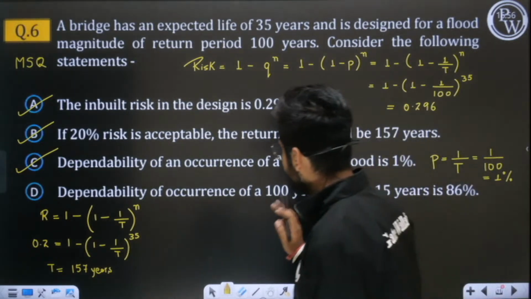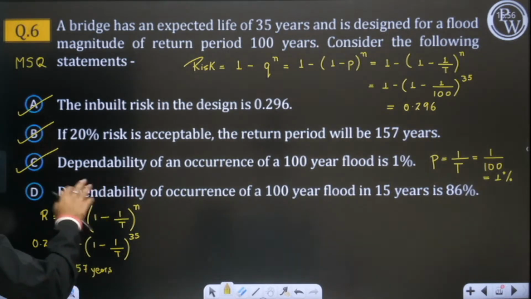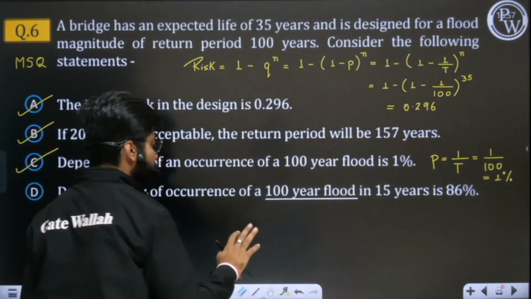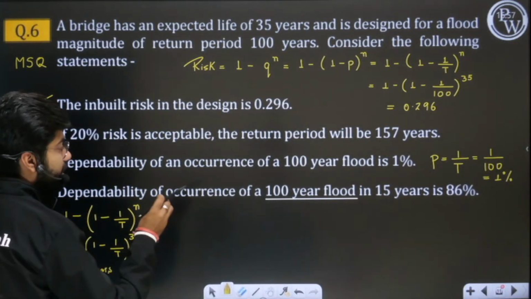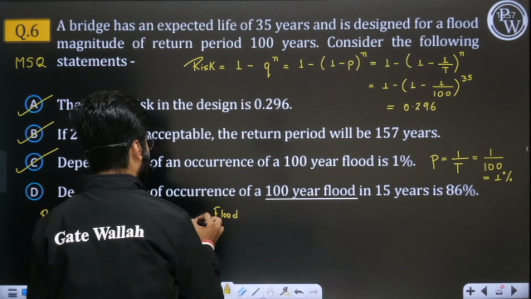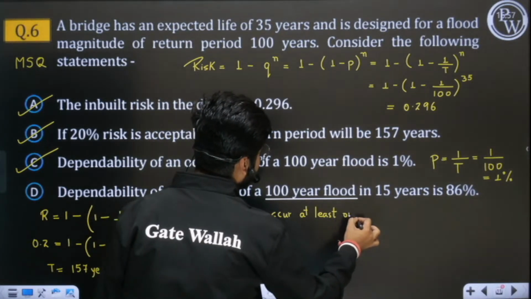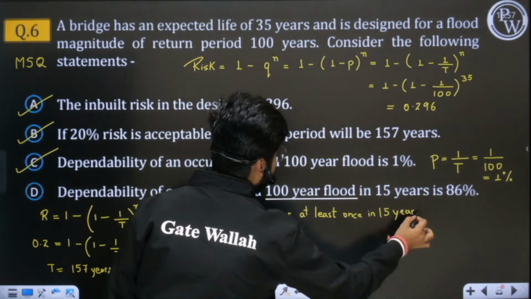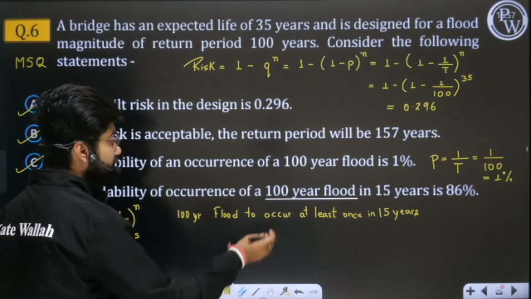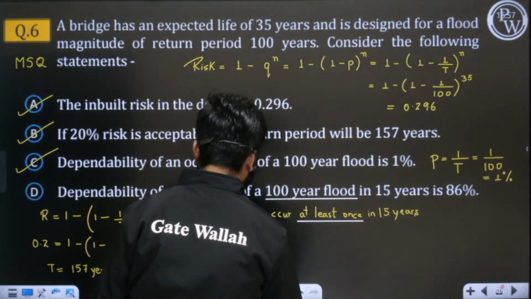Now the last one, dependability of occurrence of 100-year flood in 15 years is 86%. Listen very carefully. If you want this flood to happen at least once in 15 years, what is the meaning of dependability here? So if you want 100-year flood to occur at least once in 15 years, what will be the probability? See, at least once is what? I've already told you that at least once is nothing but risk. So here we are interested in finding risk only.